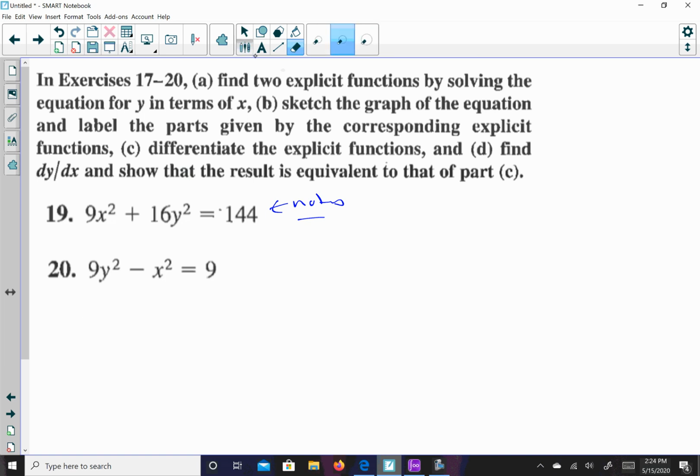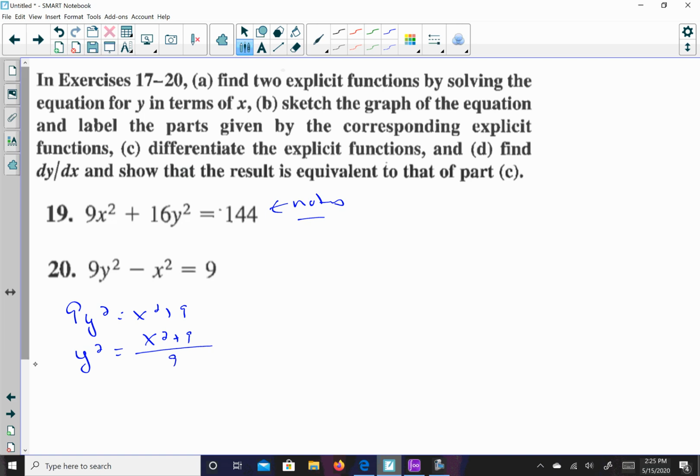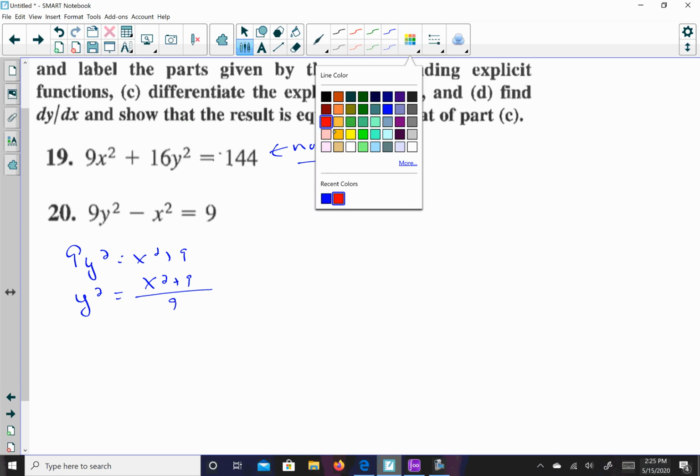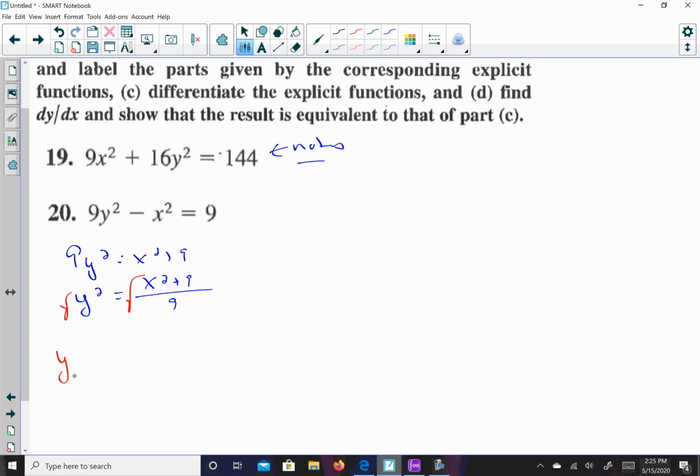To solve for y, I'm going to have 9y squared is equal to x squared plus 9. Divide both sides by 9, so y squared is equal to x squared plus 9 over 9. Remember, you cannot simplify those 9s because they're terms, not factors. Taking the square root of both sides, I'm going to have y is equal to plus or minus, because I'm taking the square root. The square root of the numerator will stay underneath that radical sign. As tempting as it might be to make that x plus 3, do not do it. That is not right. And the square root of 9 is 3.